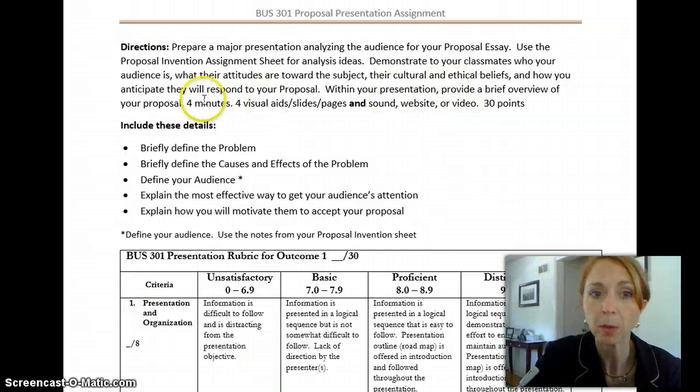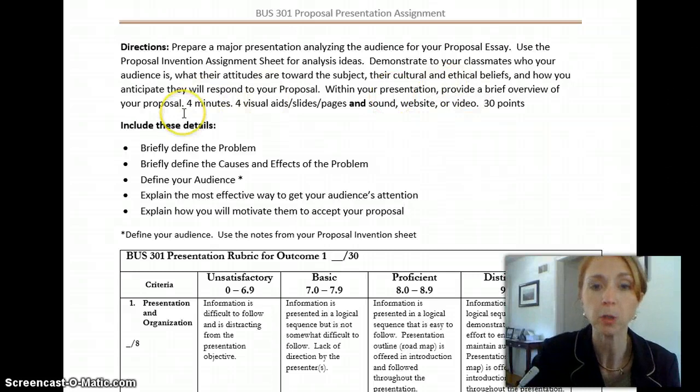So it's just going to be a brief overview. Once you do your audience analysis, you'll just have a brief overview of your proposal. So just pretty much in a snapshot, tell us what your problem is, the causes and effects of those problems. But most of it is going to be focused on your audience. So this presentation, target about 4 minutes. Some students go closer to 10 minutes. Just keep your audience in mind.